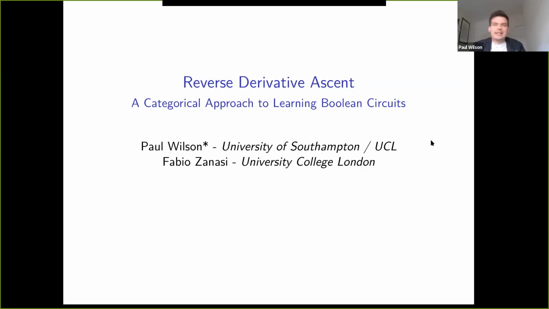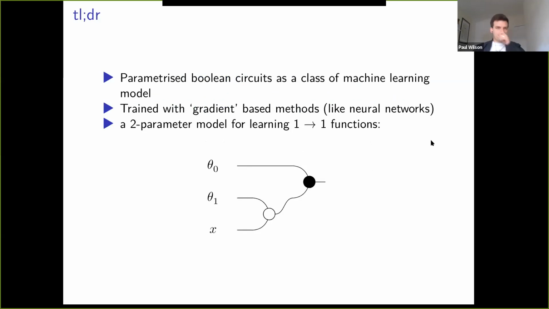Cool. So I guess I should start by thanking the organizers for a really good conference. This is some work that I've been doing with Fabio Zanasi at UCL. The general idea is that we want to use parameterized Boolean circuits as a class of machine learning model, and we want to train them in the same way that you would train a neural network.